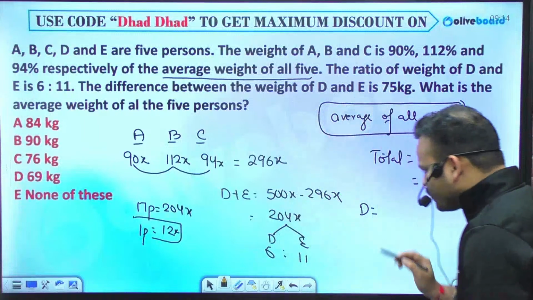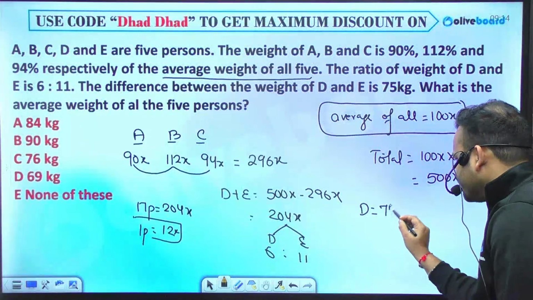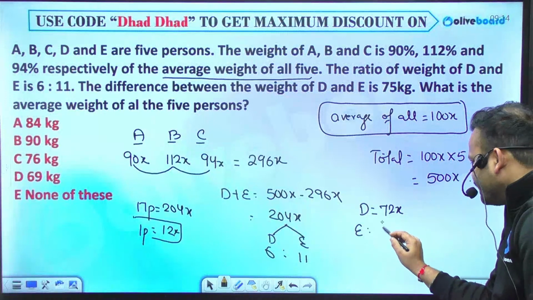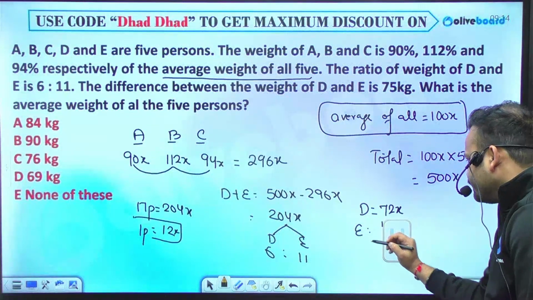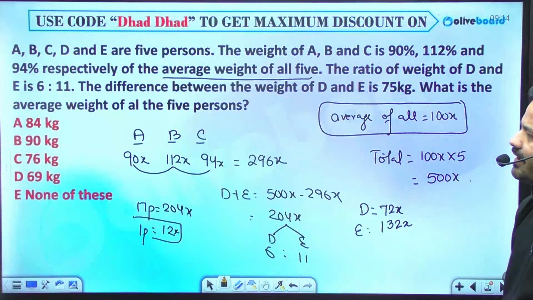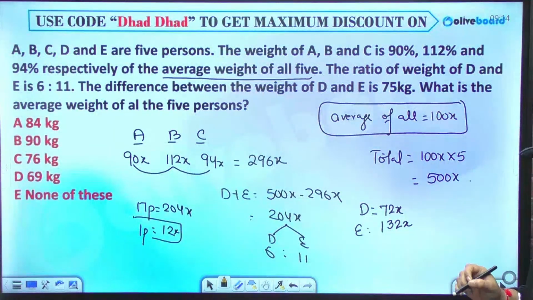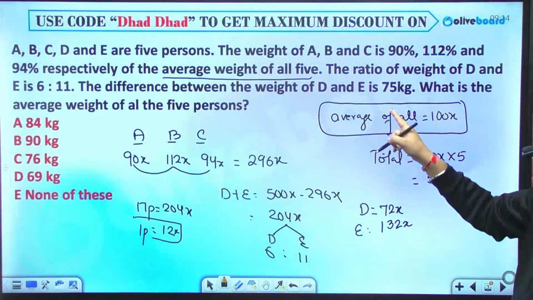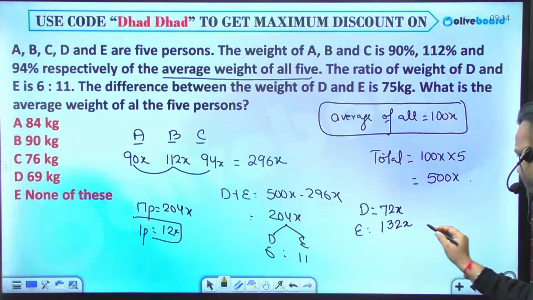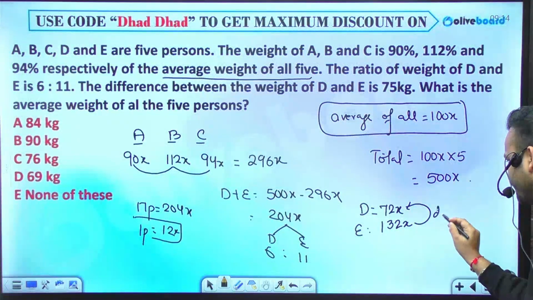If 1 unit is 12x, the value of d becomes 72x, and the value of e becomes 12 into 11, that is 132x. I have got all the values in terms of x: a, b, c, d and e. The difference between the weight of d and e is 75. D and e have a difference of 75. So what is the difference from d to e?